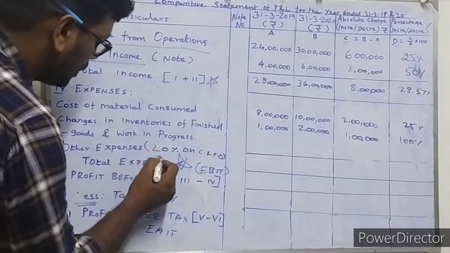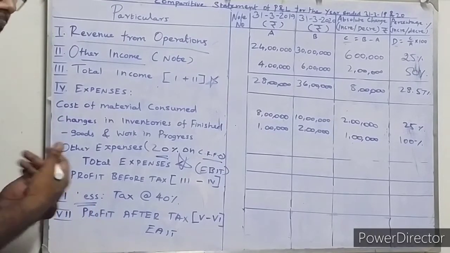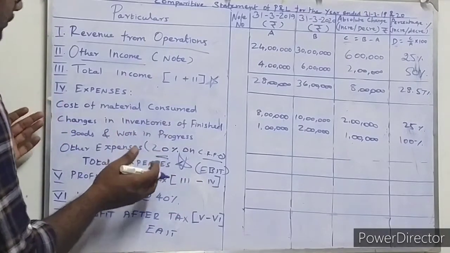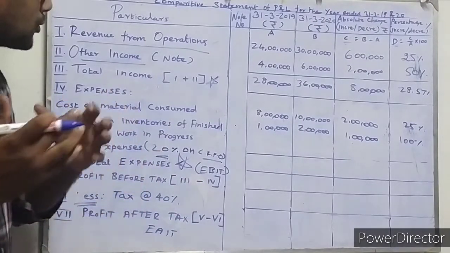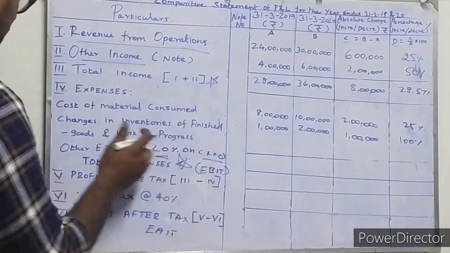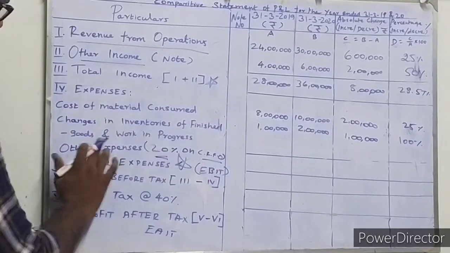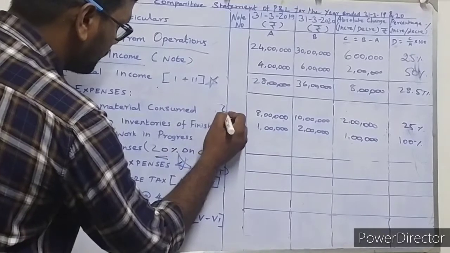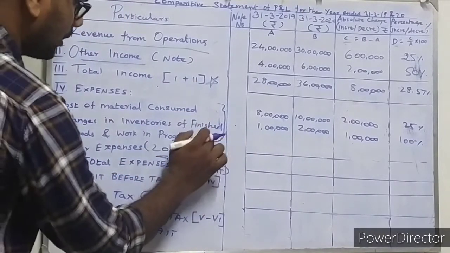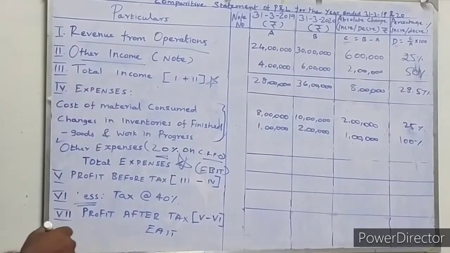Other expenses is 20% on cost of revenue from operations. In the problem they have given very clearly, it is 20% on cost of revenue from operations. What is the cost of revenue from operations actually? How much money we spend to manufacture the product. That is cost of revenue from operations, isn't it? Cost of material consumed plus changes in inventories of finished goods and work in progress, all together will be called cost of revenue from operations. On this cost of revenue from operations, 20% will be considered as other expenses. Can you get my point?